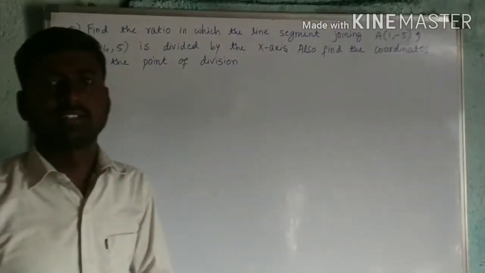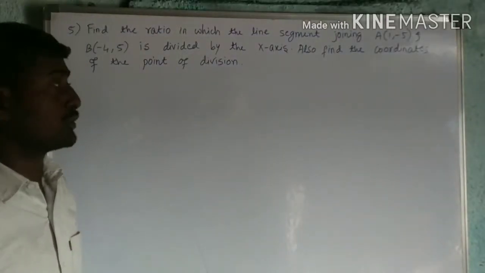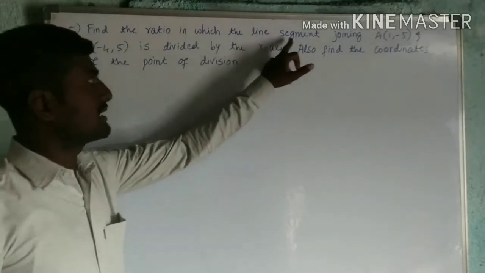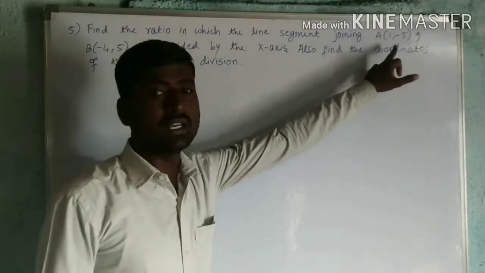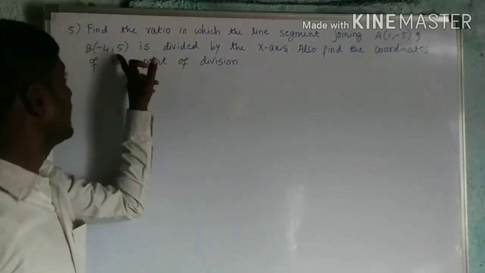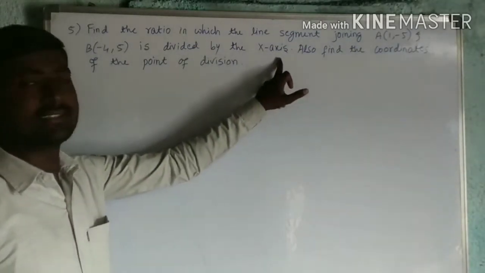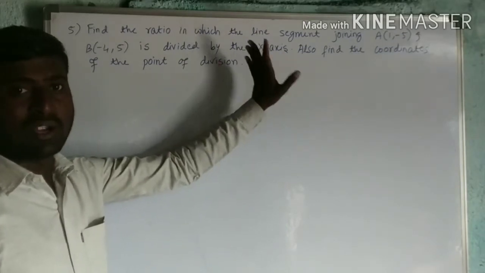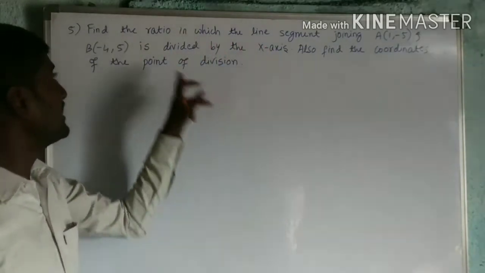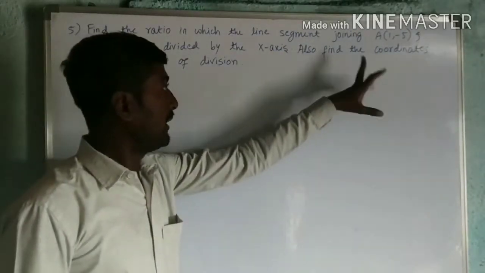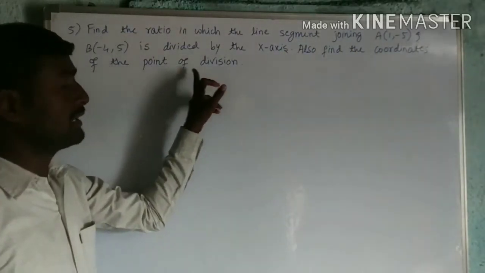Hi dear students, now we shall discuss the fifth question. The question is, find the ratio in which the line segment joining A(1, -5) and B(-4, 5) is divided by the x-axis. There is a point on the x-axis which divides the line joining these two points. Also find the coordinates of the point of division.